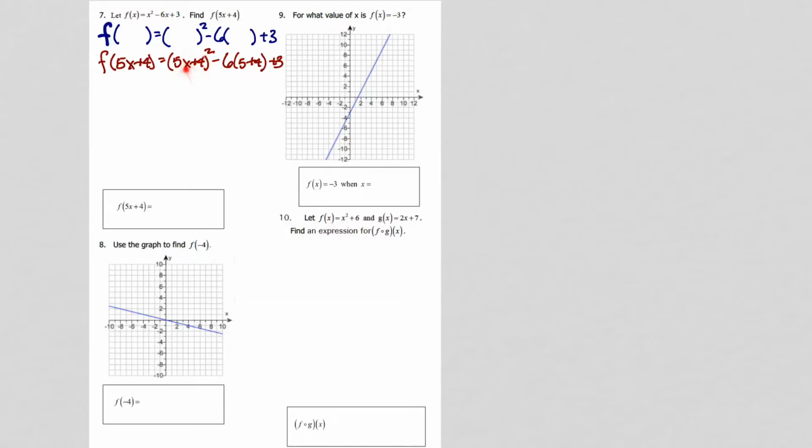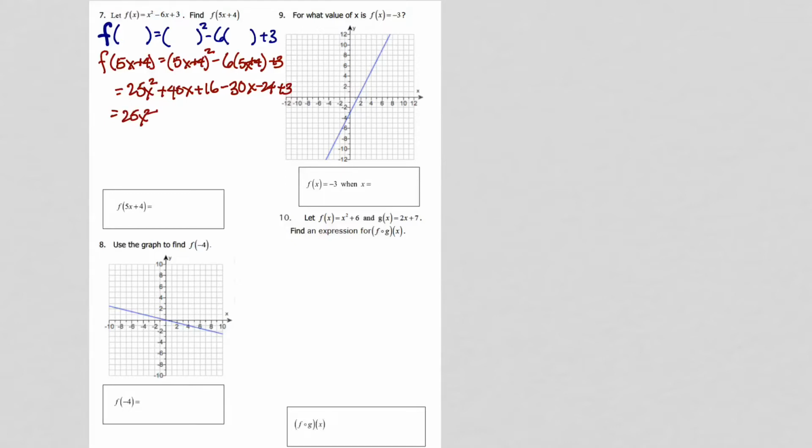And now, this 5x plus 4, we know how to do that, right? Talk our way through the pattern here. Square the first, 25x squared. Multiply these two together, 20x, but double it, 40x. And then square the last. Square 4, we'll get 16. Run that negative 6 through, so we'll get minus 30x, minus 24, and then a plus 3.